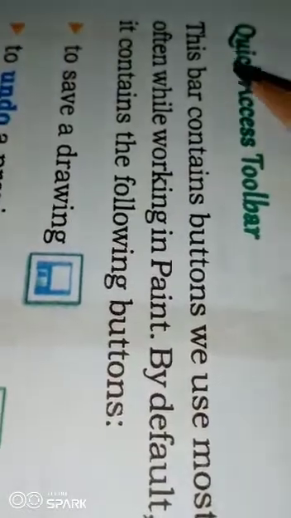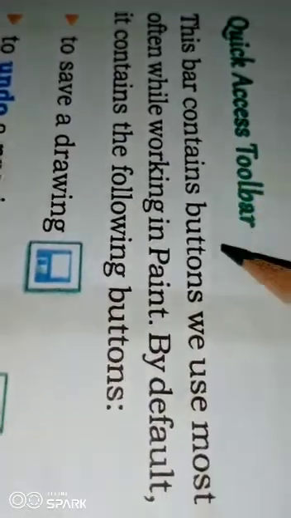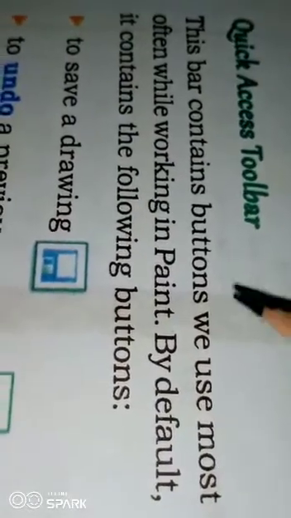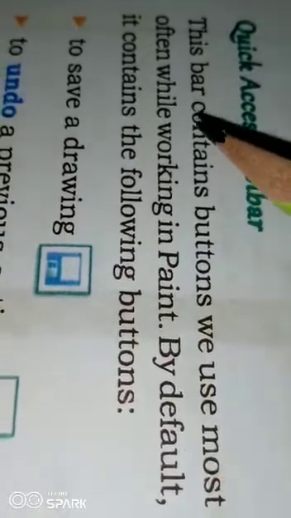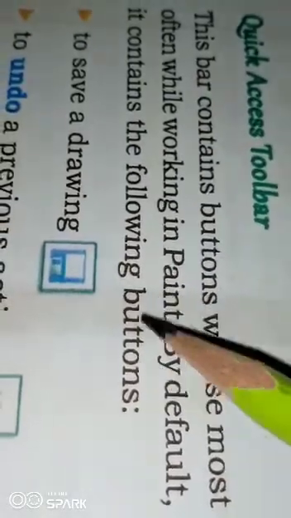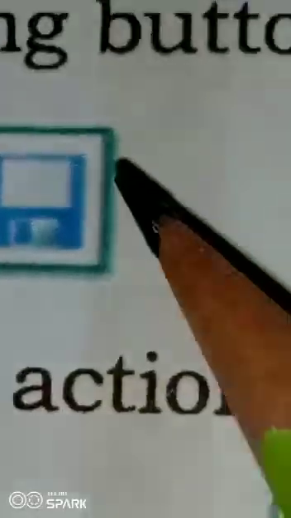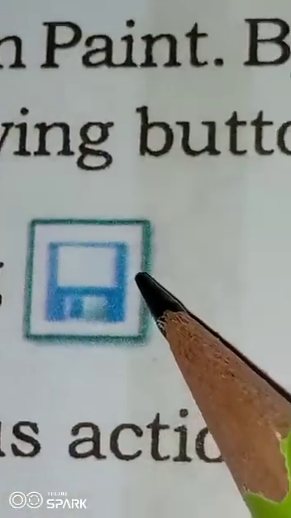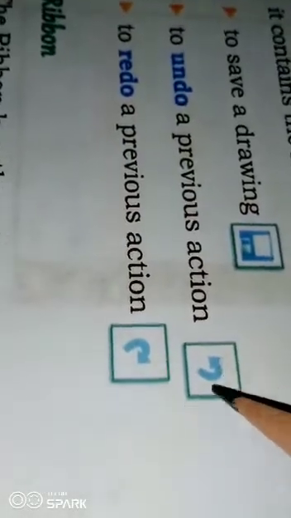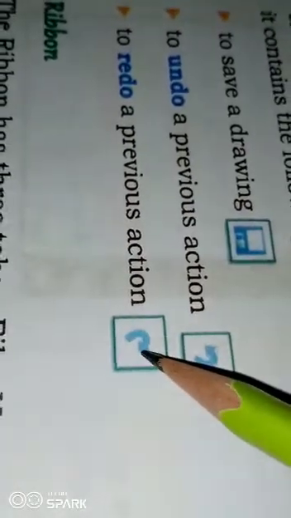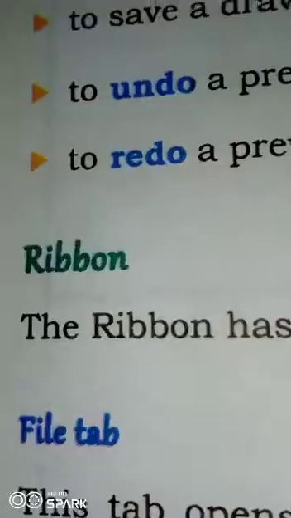Quick access toolbar. This bar contains buttons we use most often while working in paint. By default, it contains the following buttons. This button is to save a drawing, to undo a previous action, to redo a previous action.